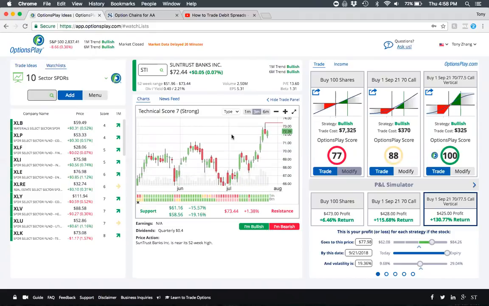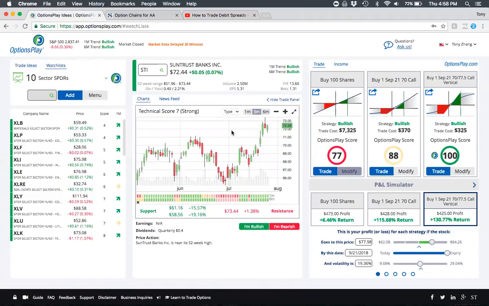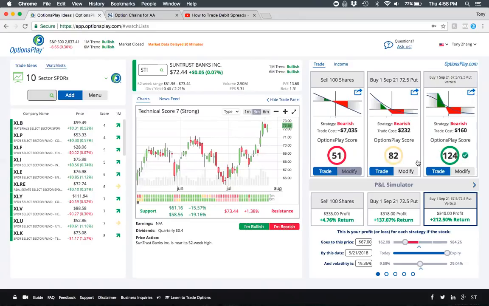So let's say, for example, you look at the SunTrust Bank, and for whatever reason you say, I don't agree with you at all, I think this is bearish. You can click on I'm bearish, and now we'll present to you 3 bearish strategies so you can analyze. So what happens if SunTrust Bank goes back down to $68? How much money do I make on this put spread instead of buying a call spread? We really allow you to, the world is your oyster. Type in a stock, click on I'm bullish or click on I'm bearish, see the different scenarios, see which one you prefer.